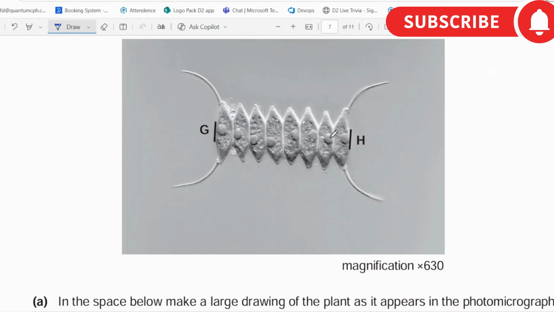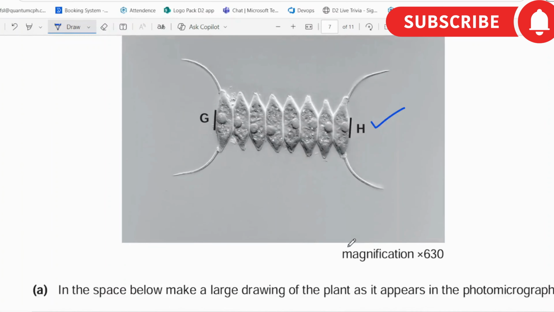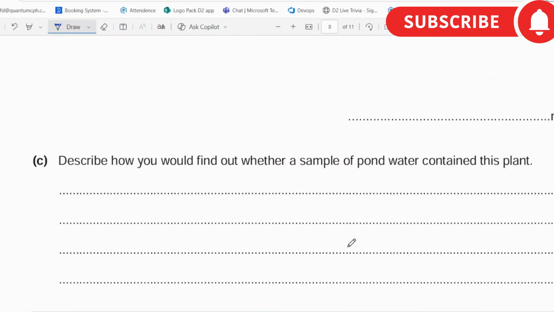Correct. A diagram is given. You have to make this diagram and send it to me one more time. And then calculate the length and send it to me.